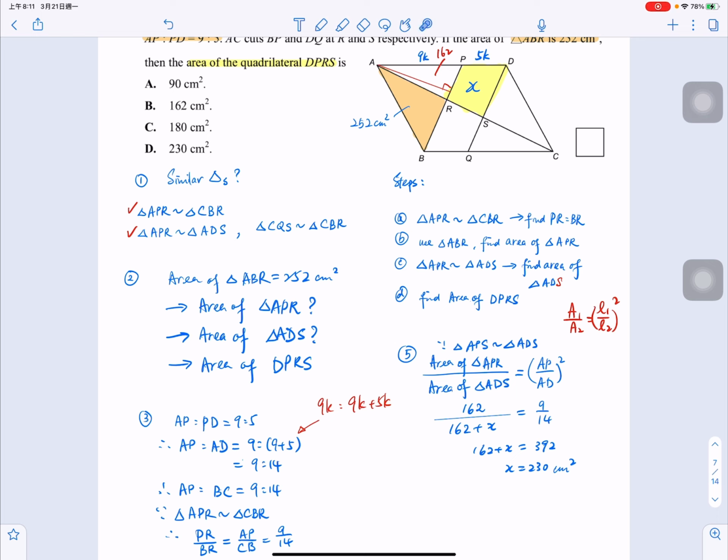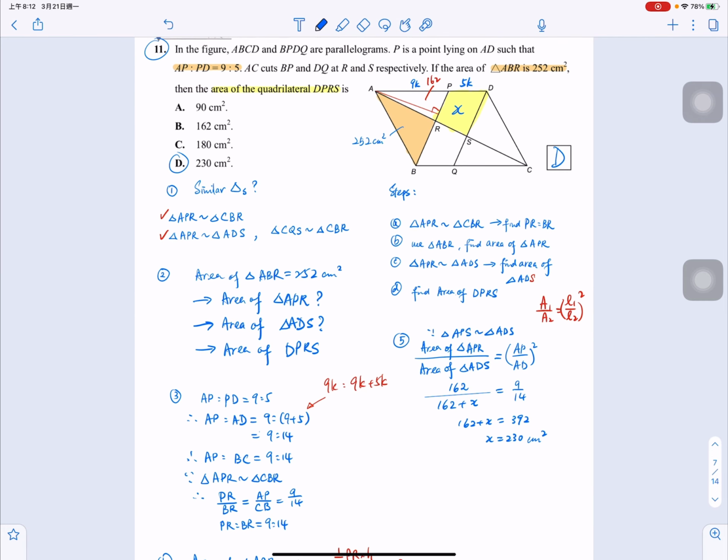So it goes on. Here is 162, and then plus X is the bigger one, okay? And the smaller one, 162. So 162 over 162 plus X equals 9/14, squared. So finally, X is 230. So the final answer is this one, D. Okay, see?